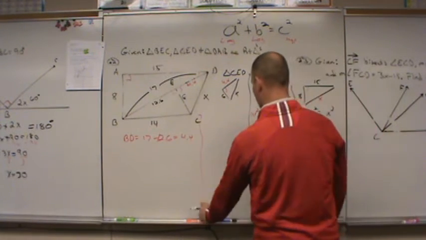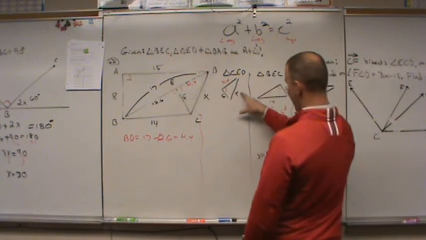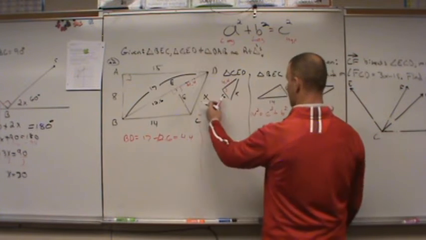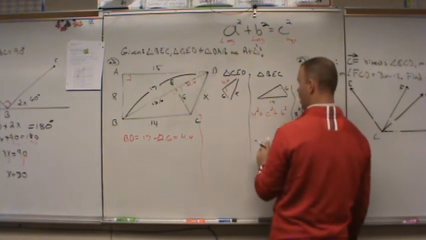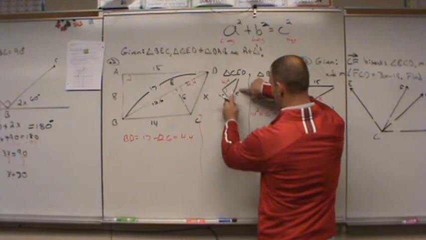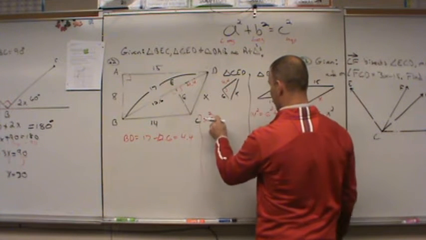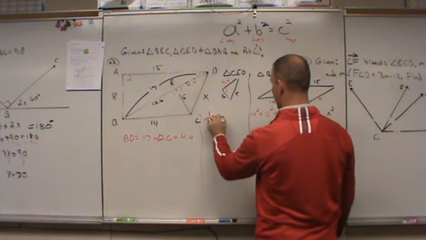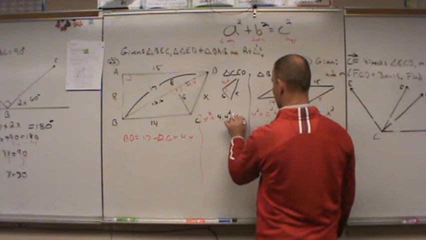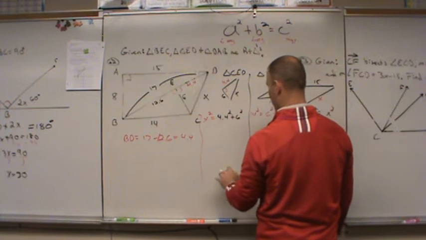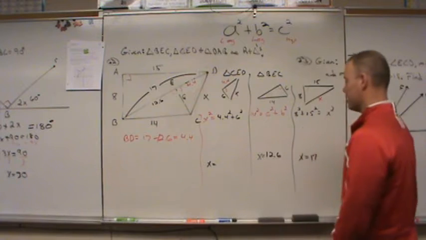Now I have enough information to be able to find x, which is really what they want. Remember, think about what your sides are. X is across from the hypotenuse, so that's my C value, is equal to 4.4 squared plus 6 squared. And go through and solve that.